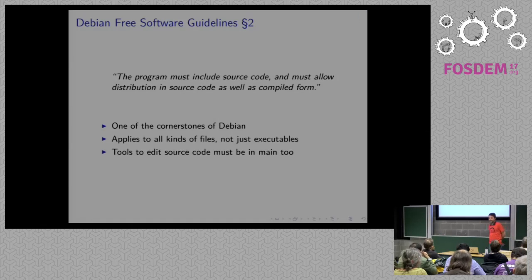Just an example, the Debian Free Software Guidelines, as their second item, say that every program must include source code and must allow distribution in source code as well as compiled form. Well, it really says program there, but most of the Debian developers agree that this does not only apply to programs, it applies to everything. Of course, as I said before, you also want to have all the tools to be able to build the actual program. So Debian thinks these should all be free and have their source code of those tools available as well.